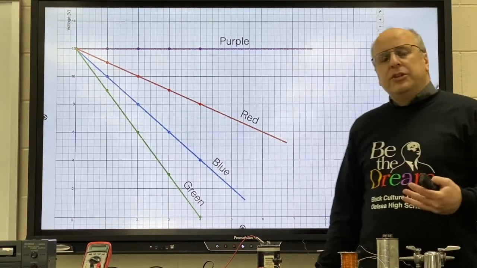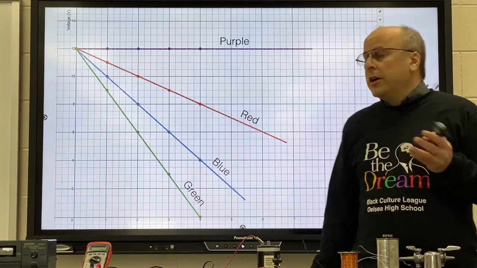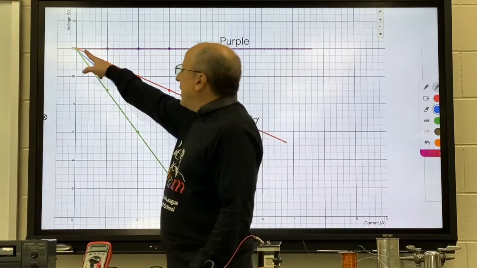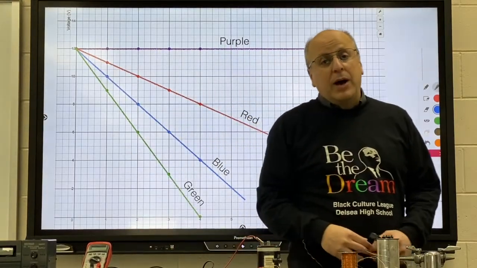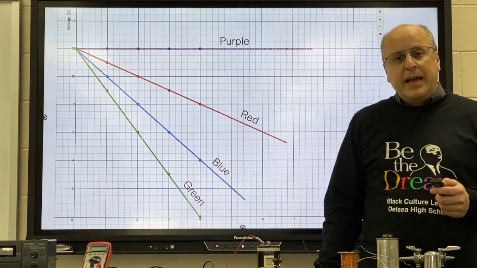Then we learned this year how batteries age and become less useful. We talked about the internal resistance being the slope, the electrochemical potential being the y-intercept, and the maximum current being the x-intercept.